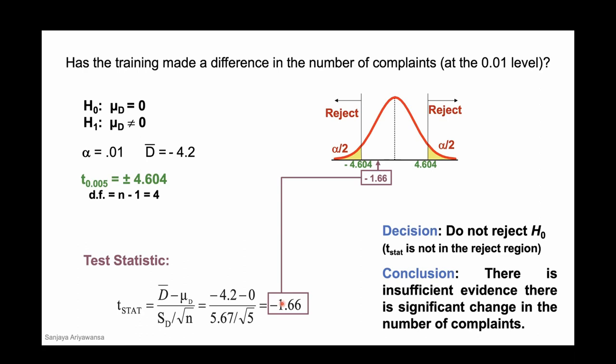Why do I say that there is insufficient evidence that there is a significant change? What was mu D? Mu D was the number of complaints after the training minus the number of complaints before the training, whatever the population parameter. We are not rejecting H0, which kind of implies that you're accepting H0. So what is H0 saying? After and before training, the number of complaints has not changed, because the average value is equal to 0. That is why in your conclusion, you say there is insufficient evidence of a significant change in the number of complaints.